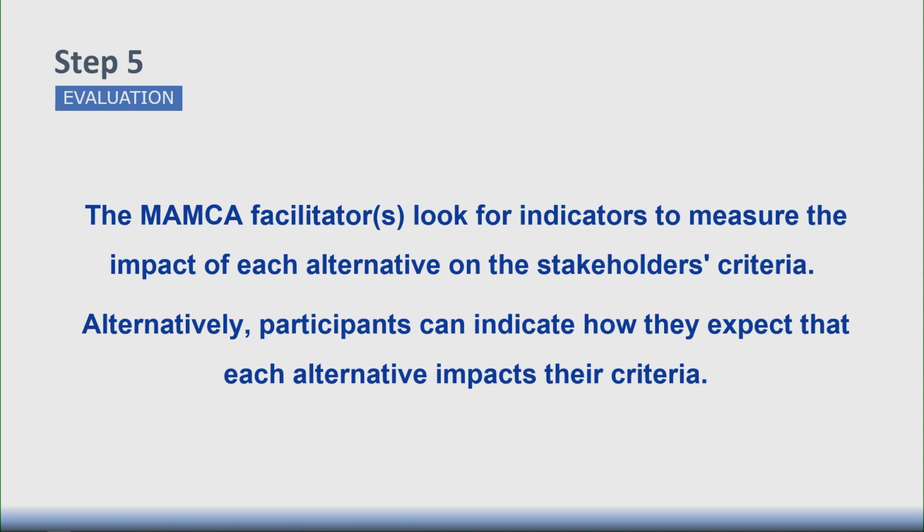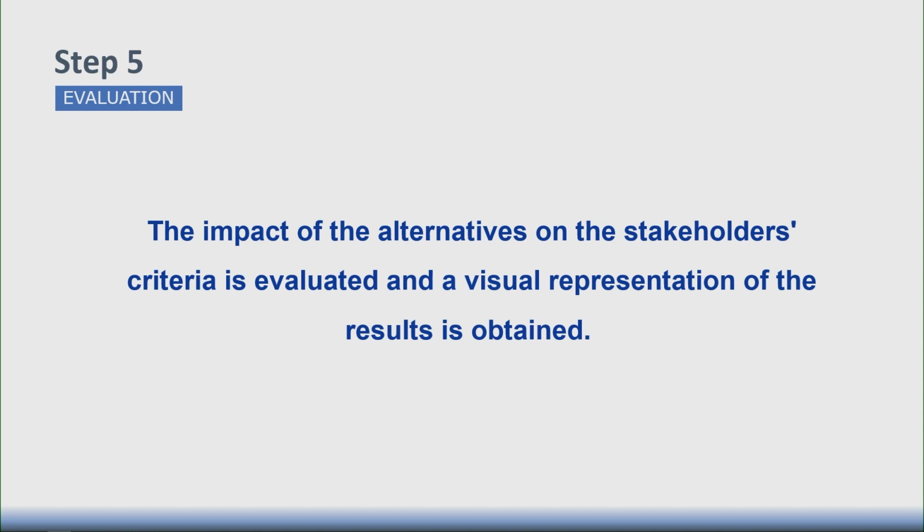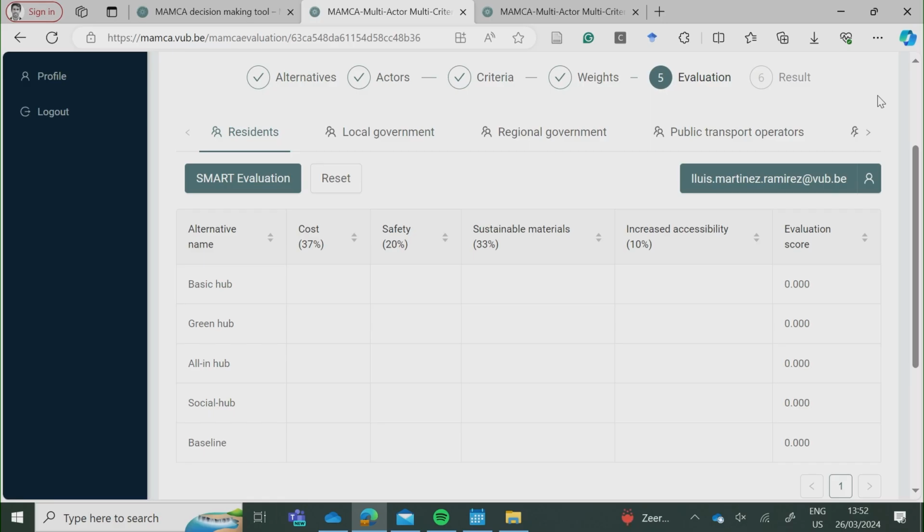What is also sometimes recommended is to involve an expert that has knowledge to assess these different elements. But otherwise, the most rigorous process would be to look for indicators and measure everything when possible. In this step, the impact of the alternatives on the stakeholders' criteria is evaluated and a visual representation of the results is obtained. To conduct the evaluation, we can also indicate to what extent each alternative meets each criterion.